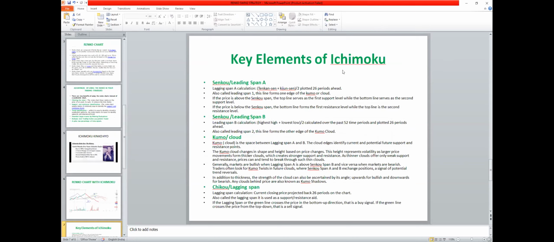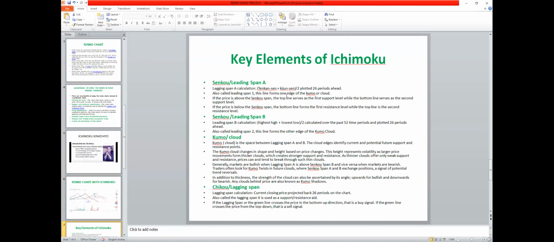In the key elements of Ichimoku, first is Senkou leading span A. That's what I showed in the green line, and that is leading span A. Sorry, I mentioned it here as lagging span. It is a leading span. It will be showing us the future price movements. It is calculated 26 periods ahead, showing future price movements, and it is also called Senkou Span A in Japanese.